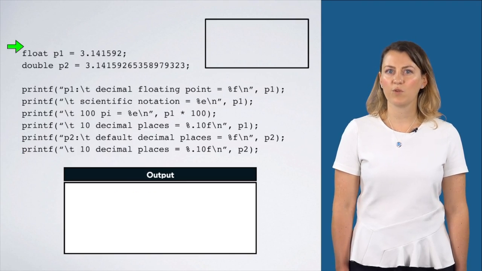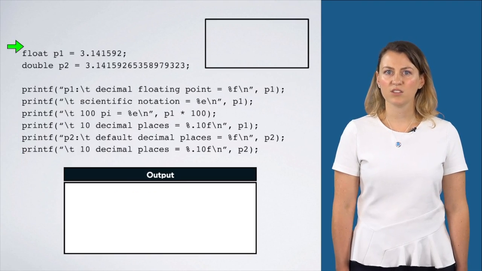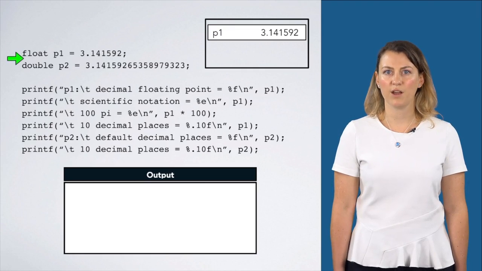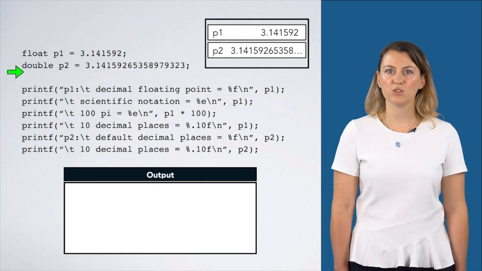What if we work with floating point numbers instead? Here are some more printf calls that use floats and doubles. P1 is a float, 3.141592, and P2 is a double that contains more digits of pi. The first call to printf uses the %f format specifier to print P1 as a floating point number.